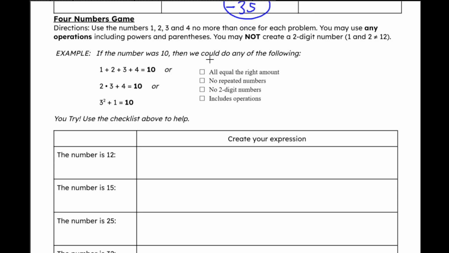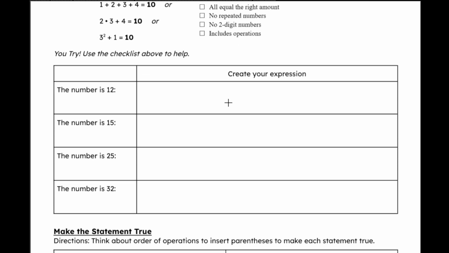Example, if the number was 10, then we could do any of the following. 1 plus 2 plus 3 plus 4 is 10, or 2 times 3 plus 4 is 10, or 3 squared plus 1 equals 10. So you have to make sure they all equal the right amount. There's no repeated numbers. There's no two-digit numbers like combining numbers like we did here, and it includes operations. You can use exponents, you can use groupings, parentheses, multiplication, division, addition, subtraction. So go ahead, try these out for 12, 15, 25, 32. Once you're done, check in with your teacher or a classmate to see if you got them correct.